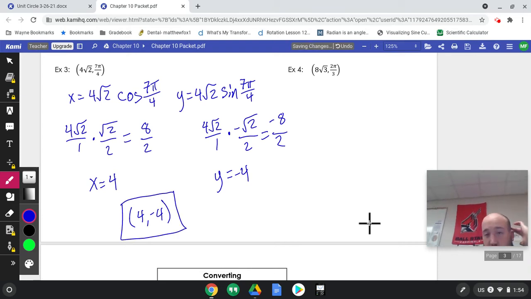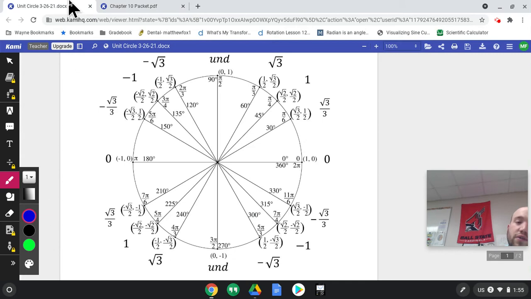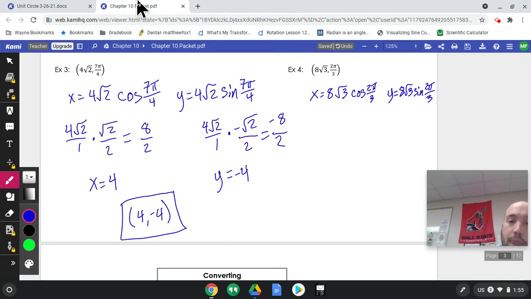Okay, final one going this way. If we look here, we've got x equaling 8 square root of 3 times the cosine of whatever 2 pi over 3 is. And then we also have y equaling 8 square root of 3, same thing, except instead of cosine, it's the sine of 2 pi over 3. So we go to 2 pi over 3. Right here, 2 pi over 3, so negative 1/2, and then square root of 3 over 2.